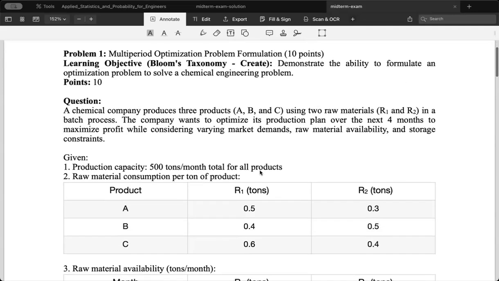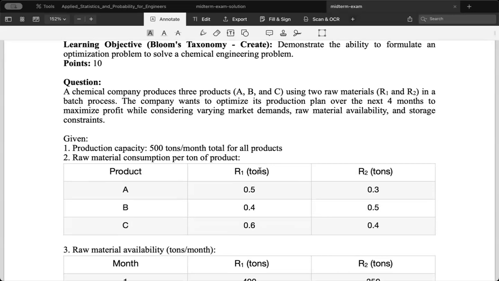So you see from the question, a chemical company produces three products, A, B, and C, using two raw materials. You have two raw materials, R1 and R2, right? You don't have to pay attention to what R1 and R2 are. Also, we have three products, A, B, C. And the company wants to optimize its production plan over the next 4 months. We are dealing with a multi-period optimization problem, right? We have 4 periods, of course. And to maximize profit while considering varying market demands, raw material availability, and storage constraint.